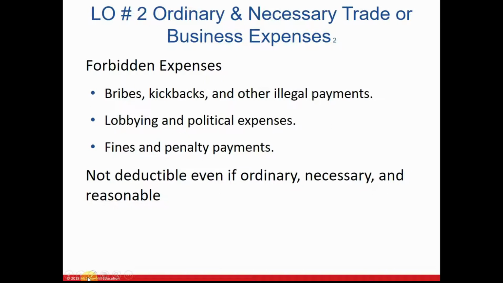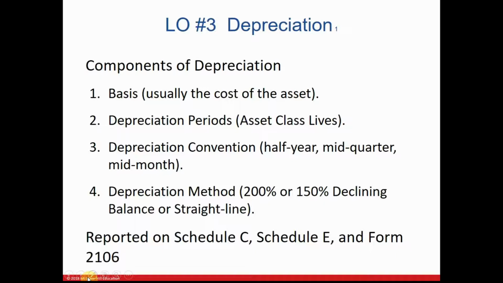Certain kinds of expenses are never deductible. Bribes and kickbacks or other illegal payments are not deductible. Lobbying and political expenses from a small business are not deductible, and neither are penalties and fines. None of these would satisfy the conditions of ordinary, necessary, and reasonable.